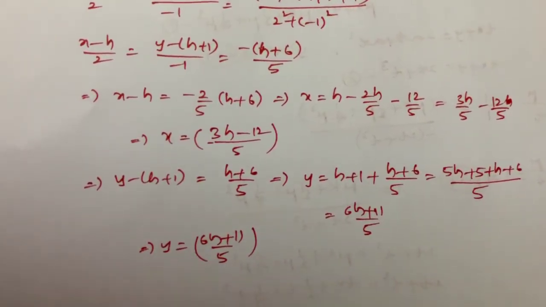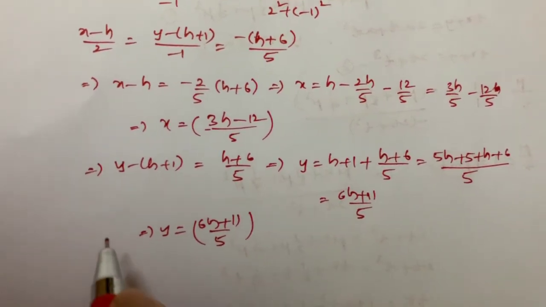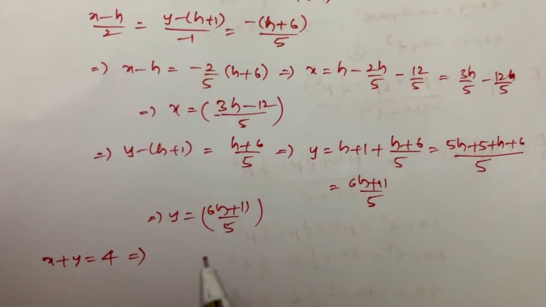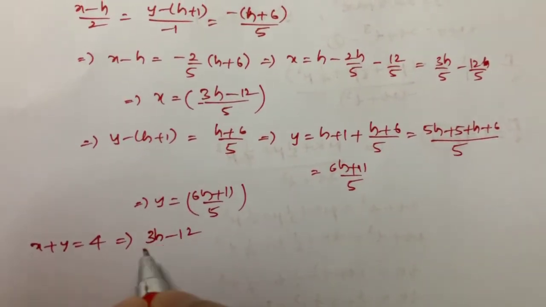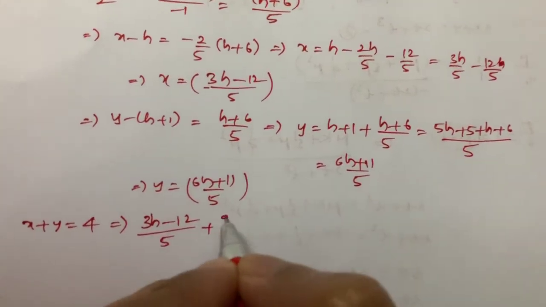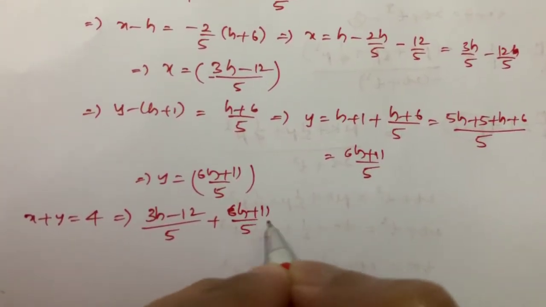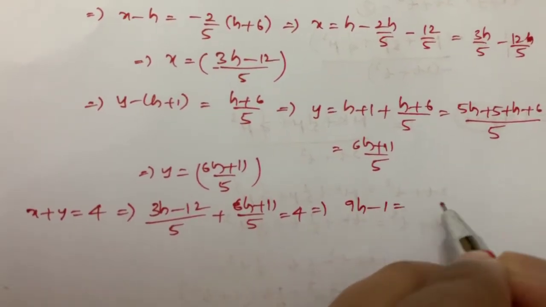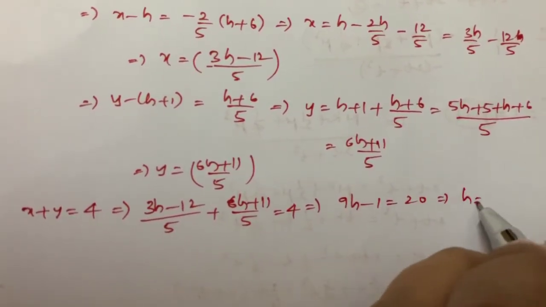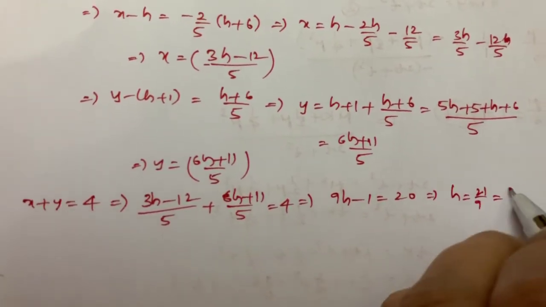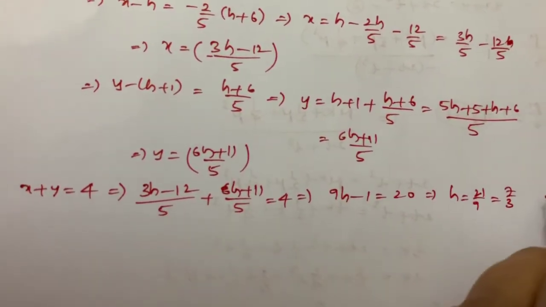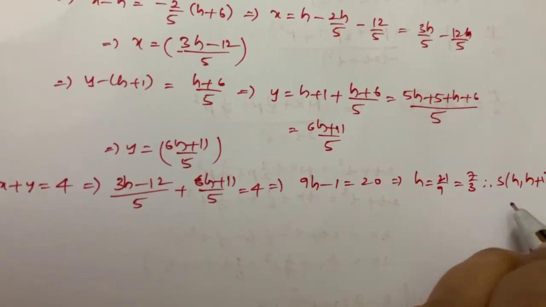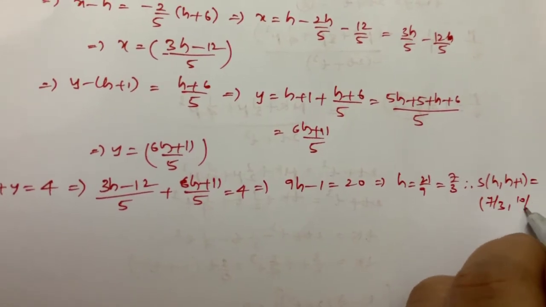So the foot of the perpendicular lies on the tangent at vertex. The tangent at vertex is x plus y equal to 4. So if I substitute, (3h minus 12) by 5 plus (6h plus 11) by 5 is equal to 4. So it will be 9h minus 1 is equal to 20. So h is equal to 21 by 9, which is 7 by 3. So we got the focus. Focus is h comma h plus 1, which is 7 by 3 comma 10 by 3.